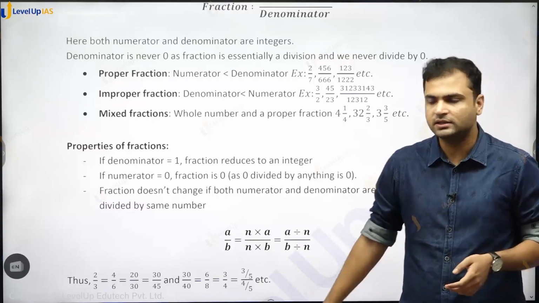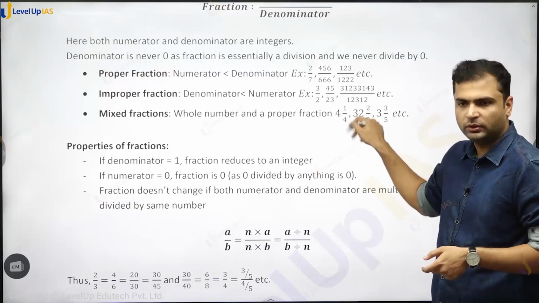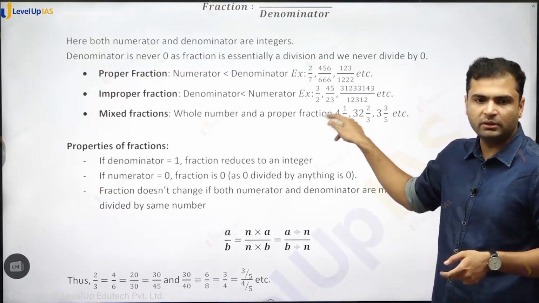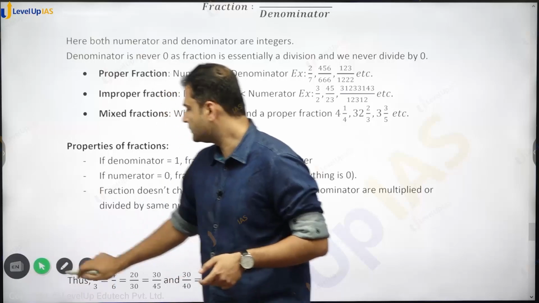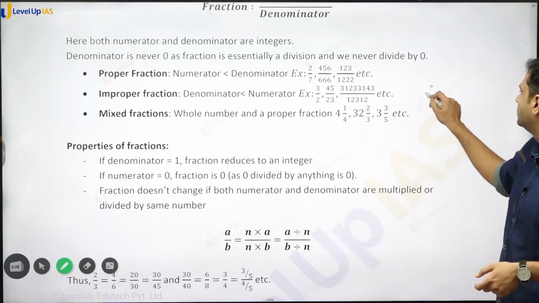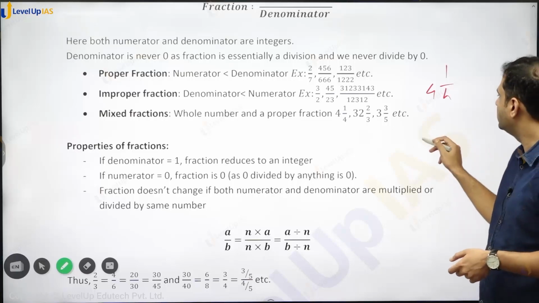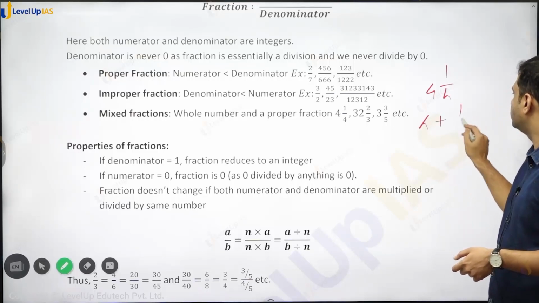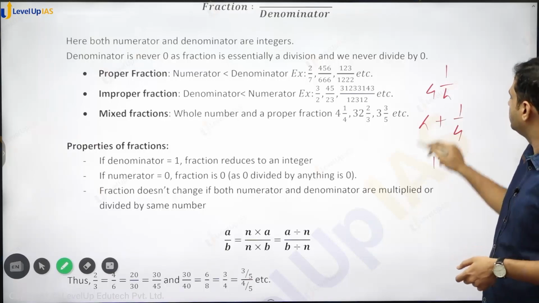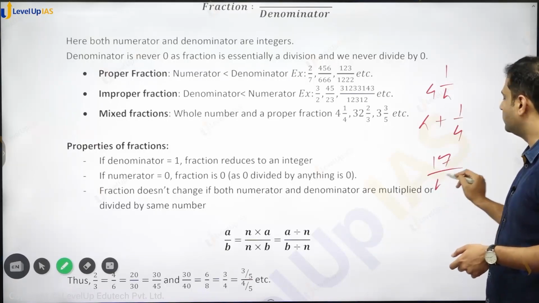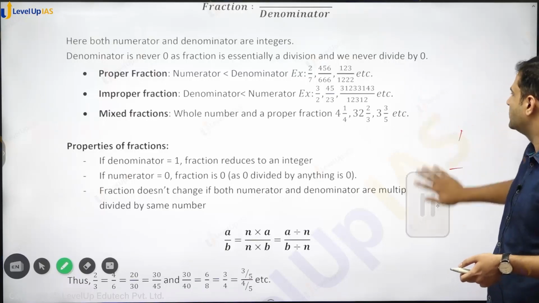It can be written as, 4 1 by 4 is 4 into 4 plus 1 by 4. So 17 by 4 can be written as this: 4 complete and 1 by 4 as the fraction. It is nothing but 4 plus 1 by 4, which is the same as 17, that is 4 into 4 plus 1 by 4. All these are equivalent. These are called mixed fractions.